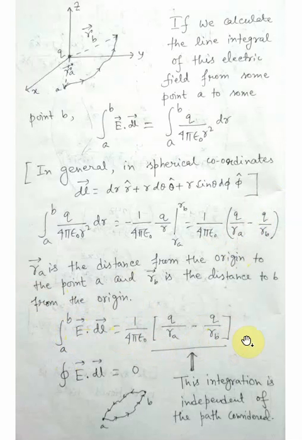This has a tremendous importance. You can see this integration is independent of the path considered. That means if we go like this and do the line integration, the value will be like this. If we go like this instead, the line integration value will also be like this. So this integration is independent of the path considered. Now if we go from A to B and again come back from B to A through another path, then the circular line integration will be 0.